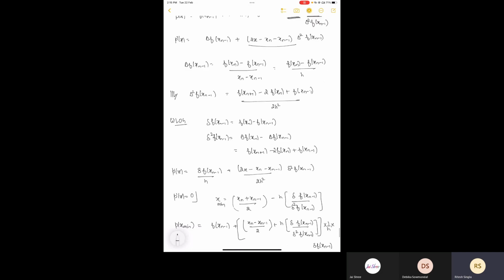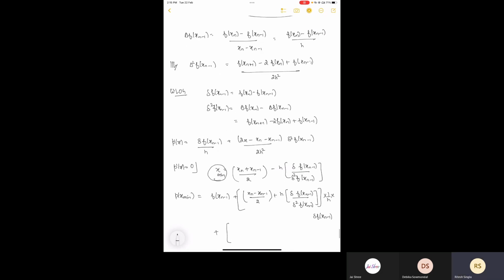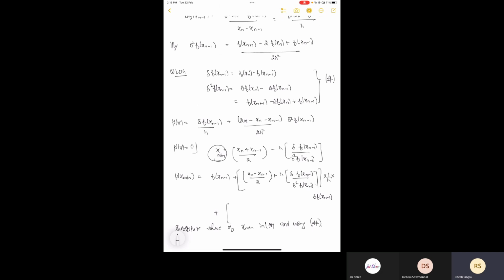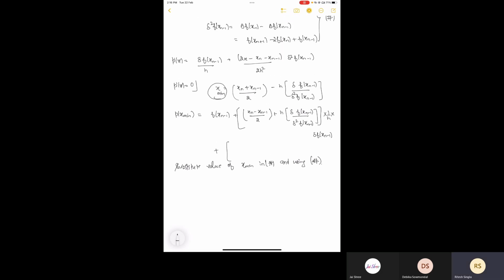So substitute value of x, this value in star, and using hash. So basically substitute value of x min in star and using hash. Okay. So after that, everything will be just calculation.